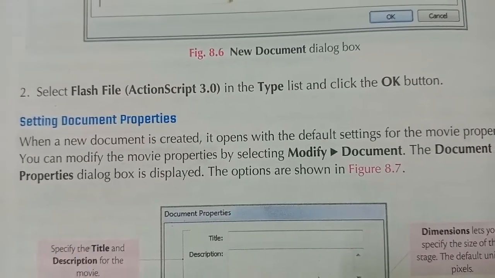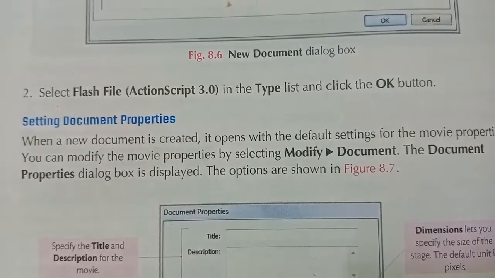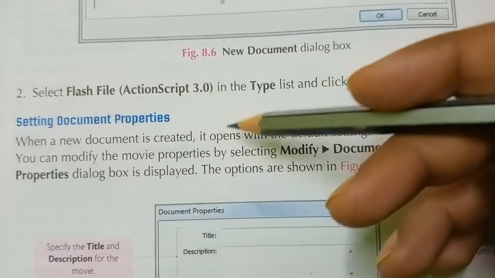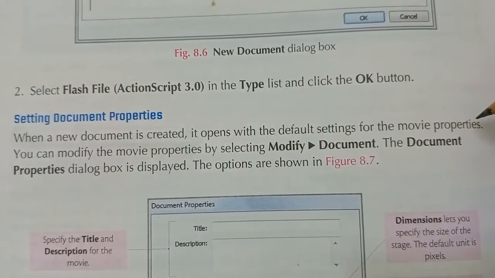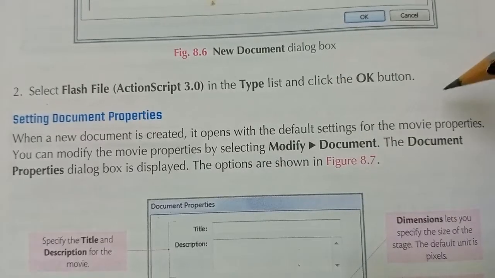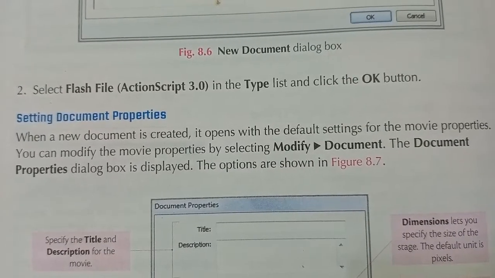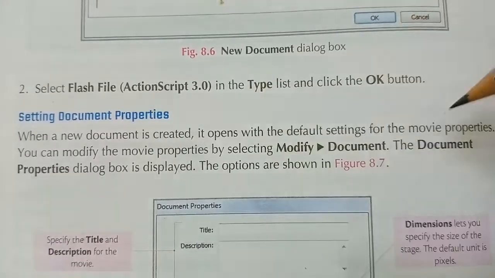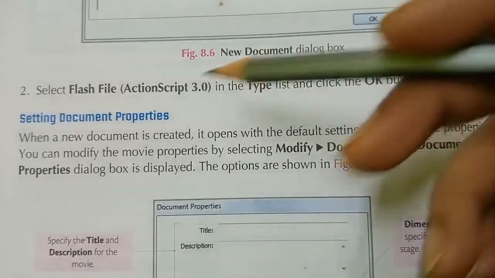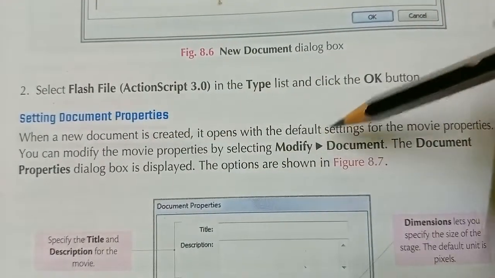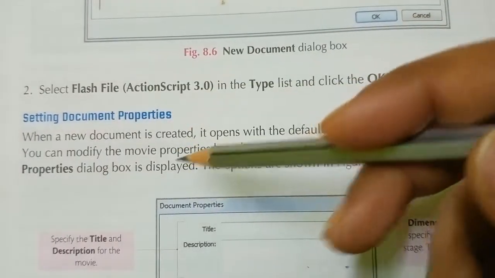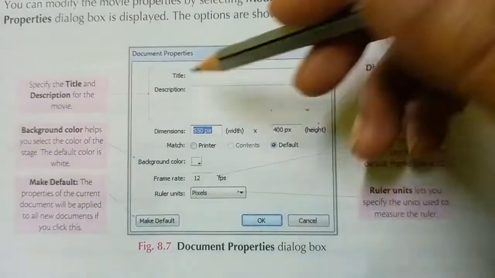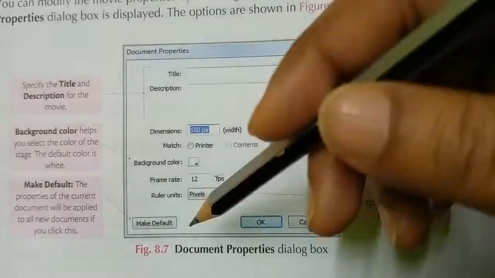Next is setting document properties. Now the Flash document is open, and how can you set the document properties? When a new document is created, it opens with the default settings for the movie properties. So you are creating a movie, that means you want to do some animation; first of all you want to draw some object, then do some animation. The default settings are given here. You can modify the movie properties by selecting Modify and Document. The Document Properties dialog box is displayed. If you want to change the properties of your document, you can open this dialog box.